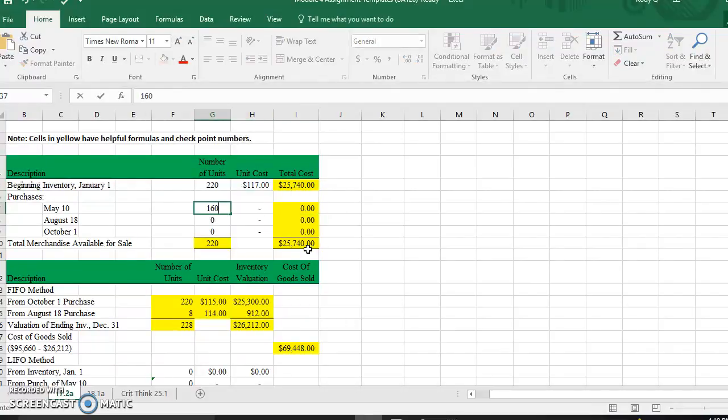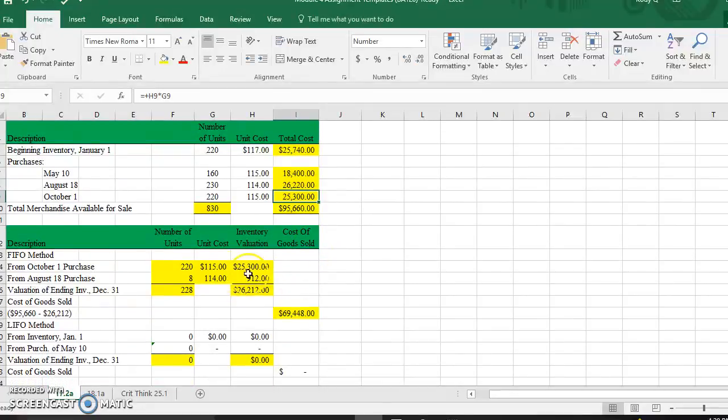So you purchase, and then on May 10th, you purchased 160 units at 115. On August 18th, you got 230 at 114, and then on 10/1 you got 220 at 115. So your total is $95,660. So let's go through your different methods here. Your first one you'll be looking at is right here.